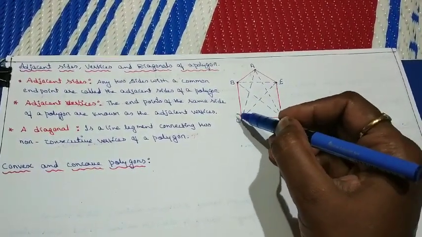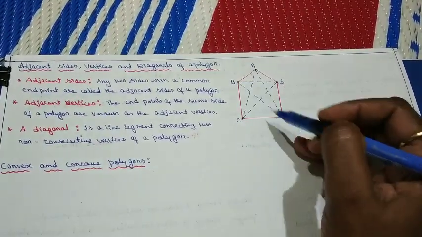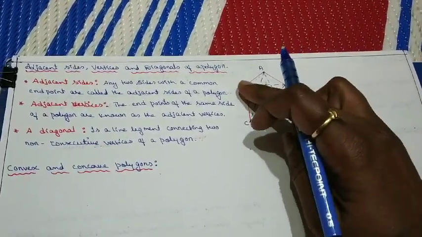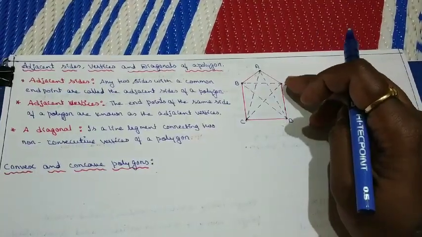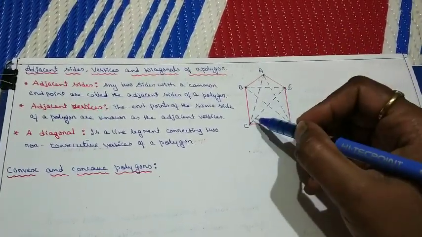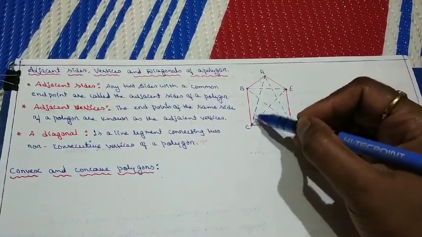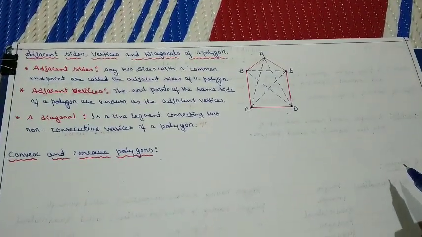If I go with the vertex C, then B and D are the adjacent vertices. Leaving B and D, the other vertices are A and E. Then this A and E are said to be non-consecutive vertices. Joining with these lines are said to be the diagonals for the given polygon.